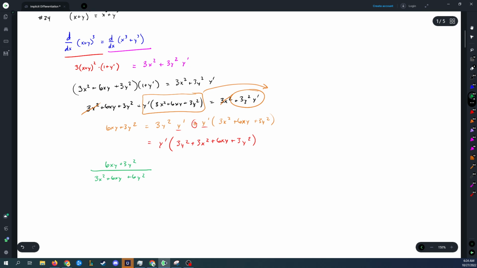And for the sake of calculation, I am going to do what we did yesterday. I believe Sam suggested it. We're going to divide everything by 3, so we can cancel this out, it becomes a 2. That cancels, this becomes a 2, this becomes a 2. It just makes things a little bit easier to calculate. And so this is going to be 2xy plus y squared over x squared plus 2xy plus 2y squared. Now, you can stop here, and that's perfectly fine.